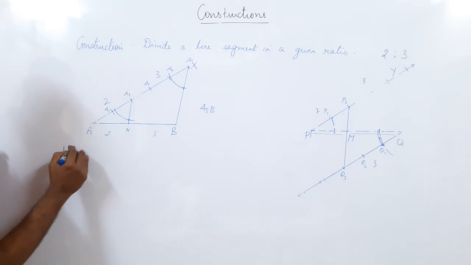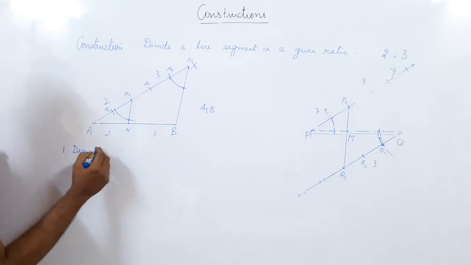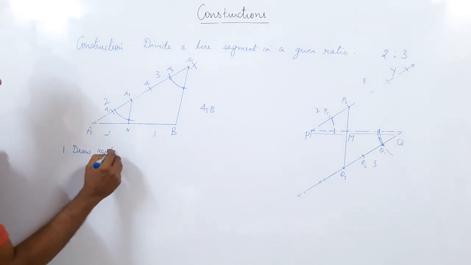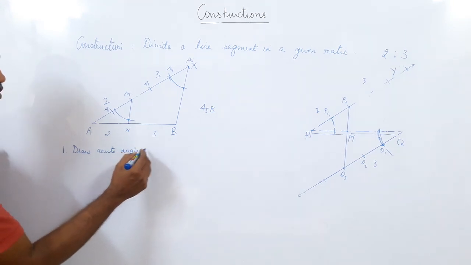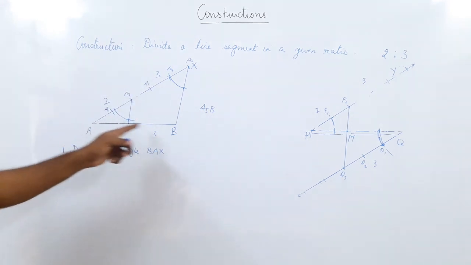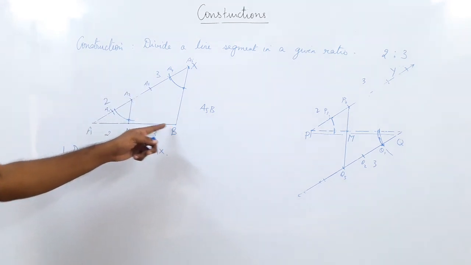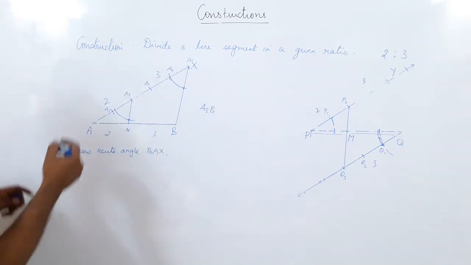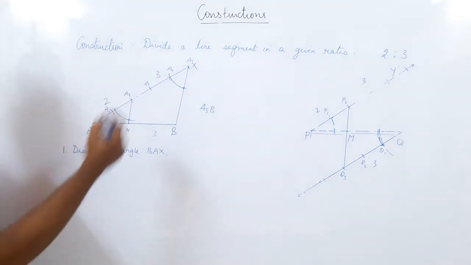Step 1. Draw an acute angle BAX. You can see this, what we did. AB was the given line segment. We drew an acute angle BAX. So draw the ray AX or acute angle BAX.